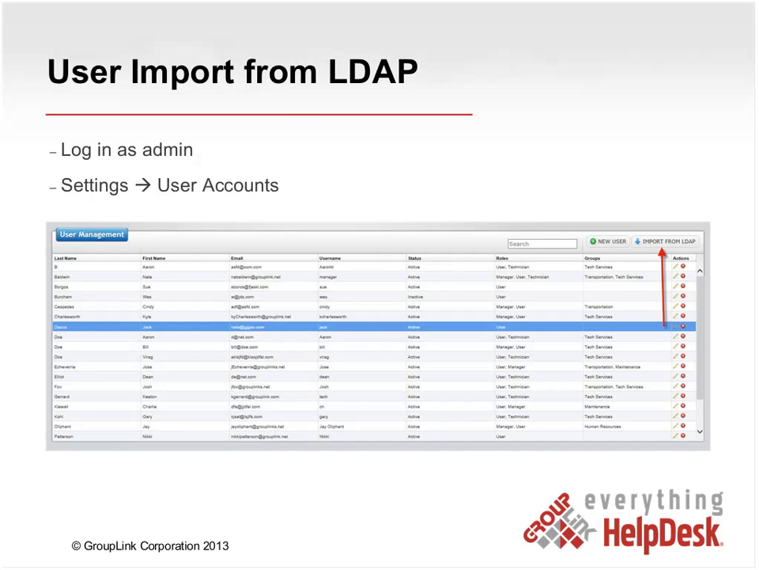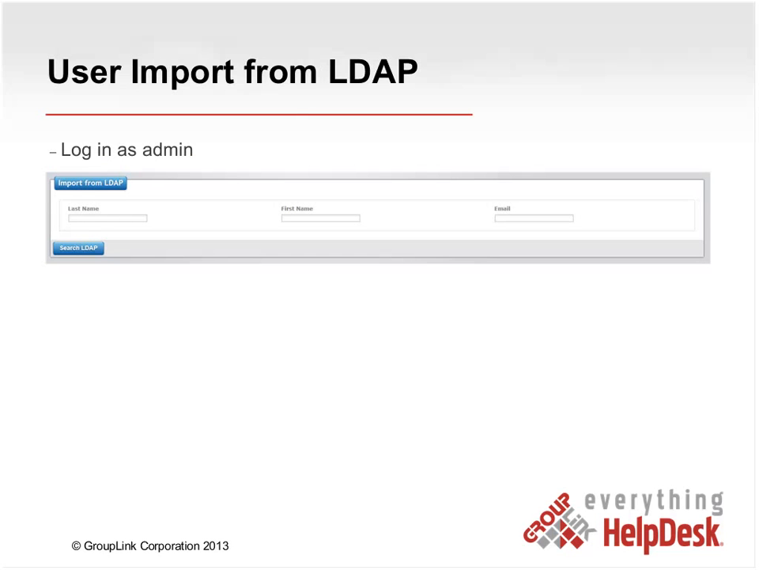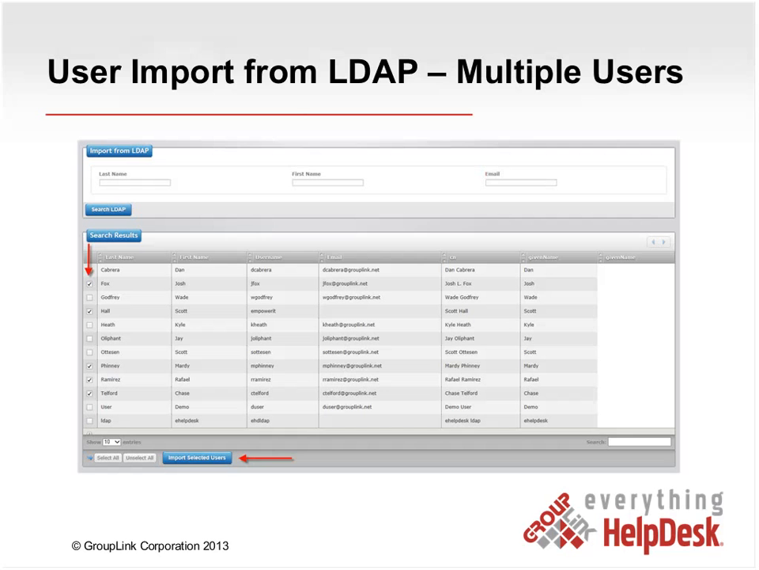Keaton, if you'll go to the next slide. You have an option to just import one user, so you could type their last name or their first name or their email, or all three of those, and click search. Or you can just click search and it's going to pull up everybody that's in the LDAP directory. At that point, you can go down and select the people that you would like to import, and then click at the bottom, Import Selected Users, and then they will be in the help desk, and all they will need to do is log in with their network login and password.